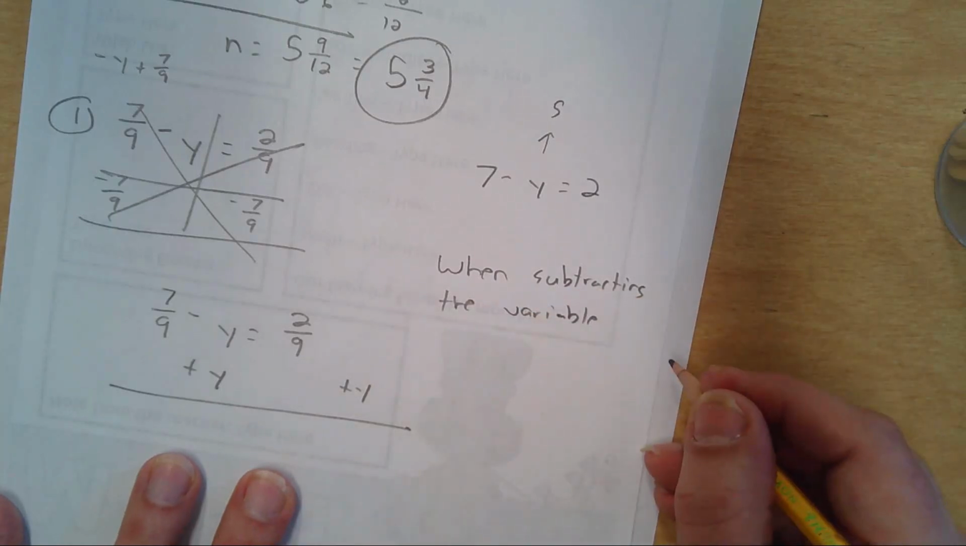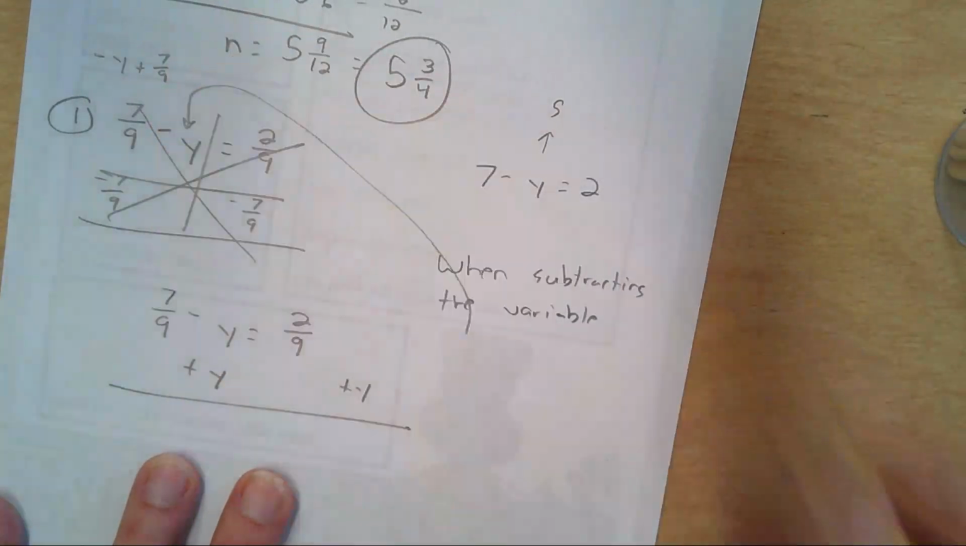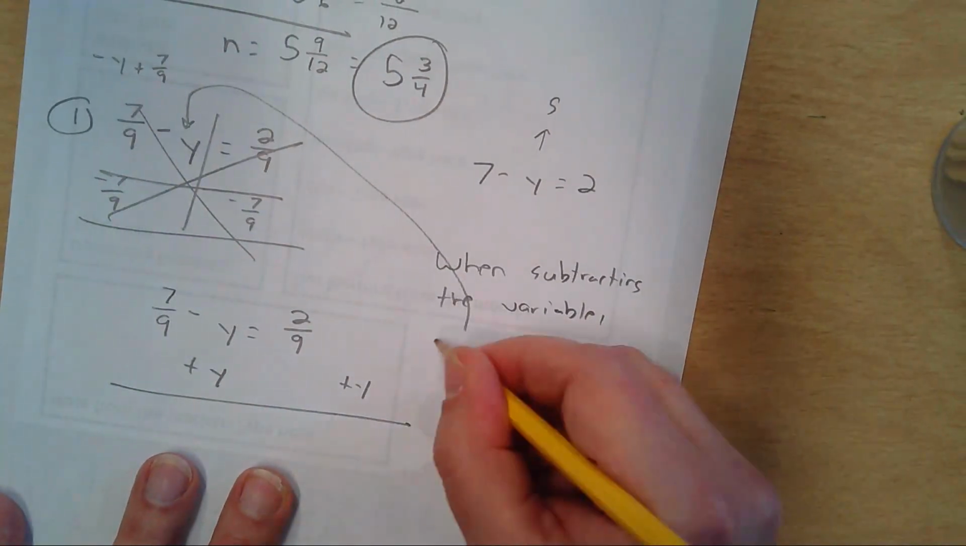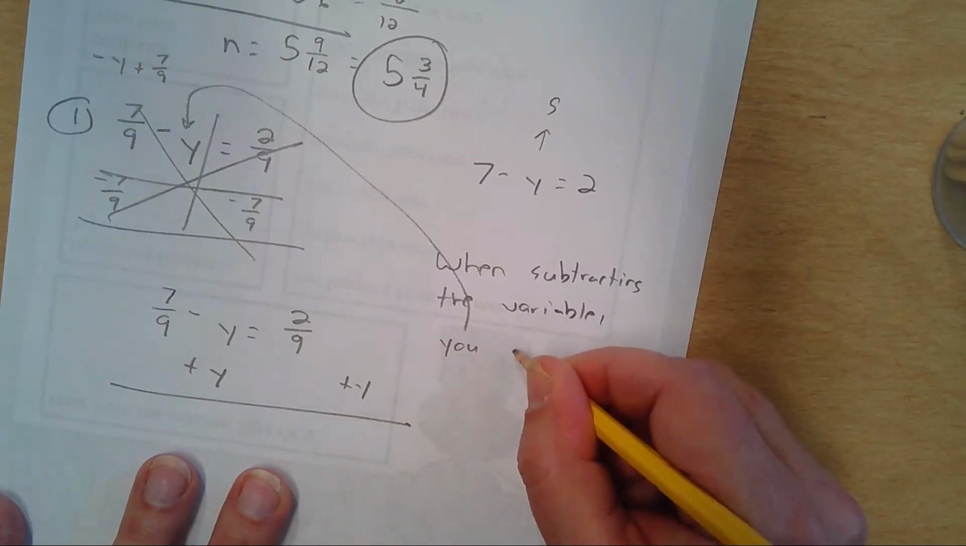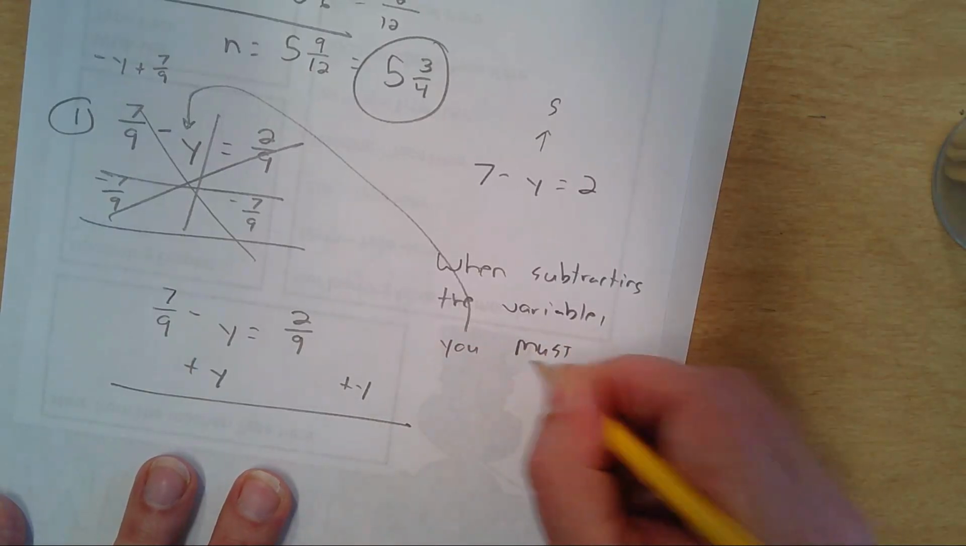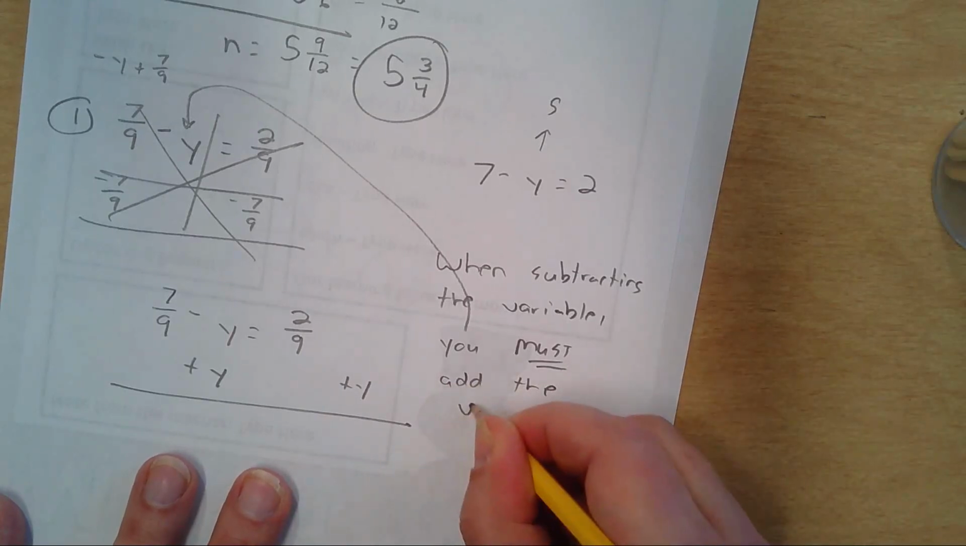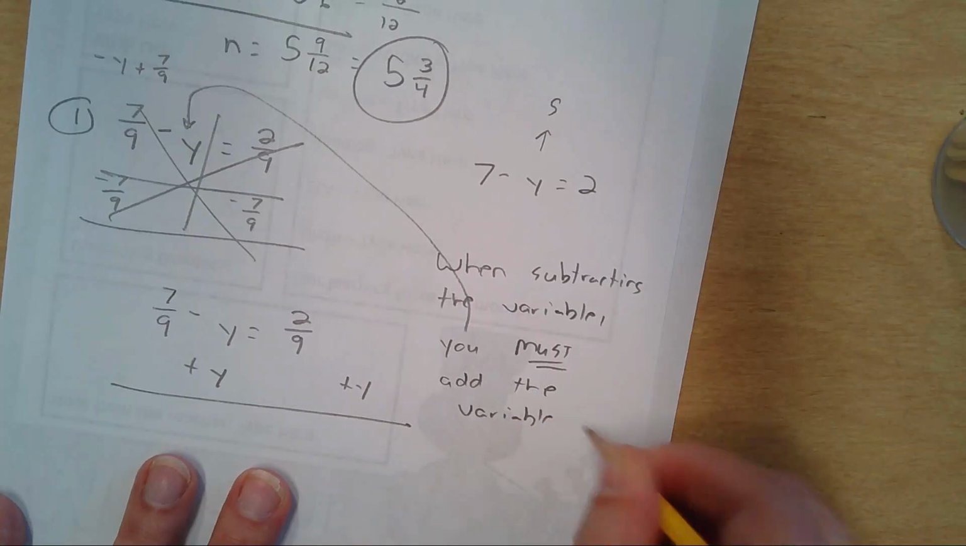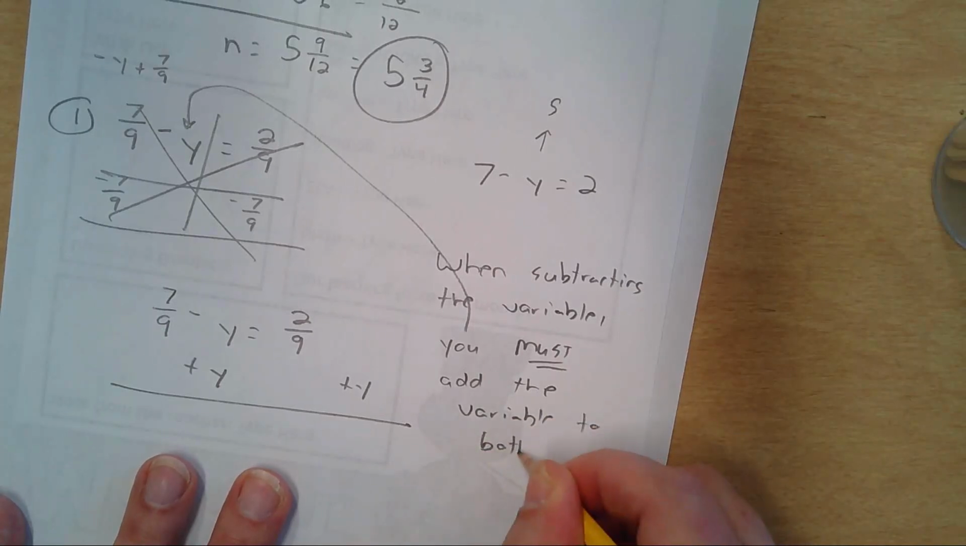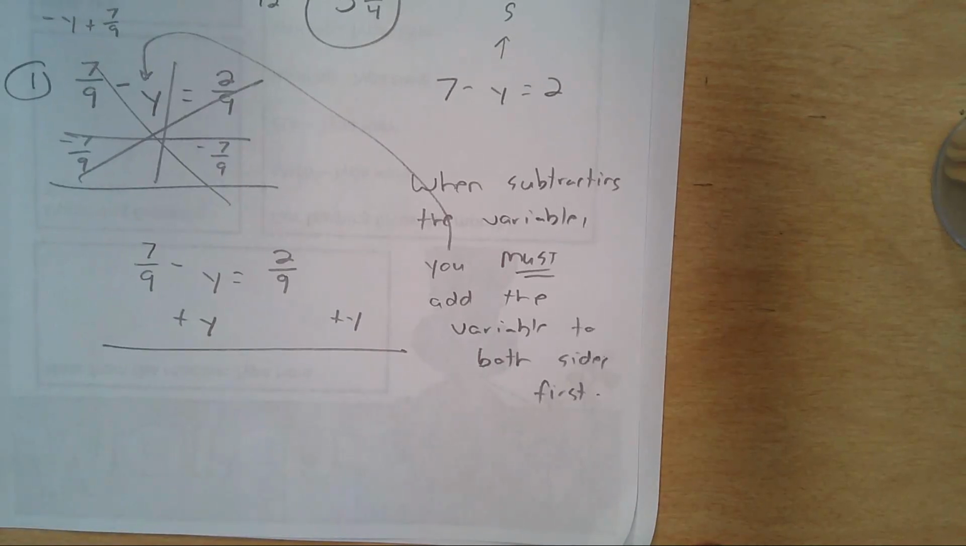When you're subtracting the variable, such as in this scenario right here, I'm just going to put must for today. You must add the variable to both sides first. It has to be your first move for today. But I would just consider using this blueprint and just sticking with it.